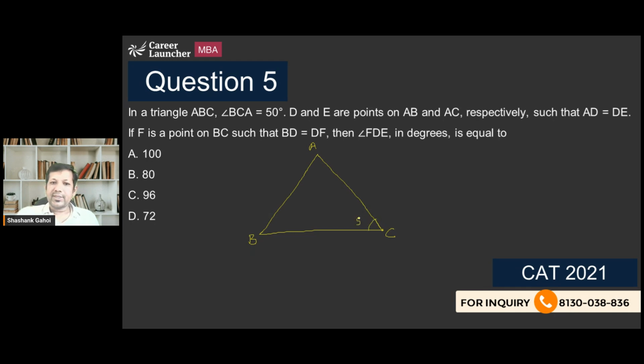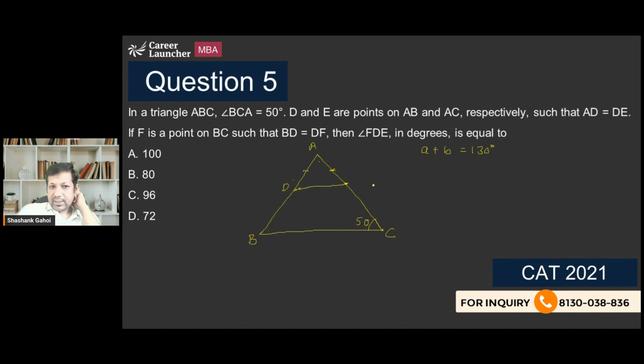So this angle is given to us as 50. From here I can say angle A plus angle B plus angle C should be 180 degrees. So the first thing I can conclude is that angle A plus angle B should be equal to 130 degrees. D and E are points on AB and AC: D is on AB and E is on AC. And the question says that AD is equal to AE.